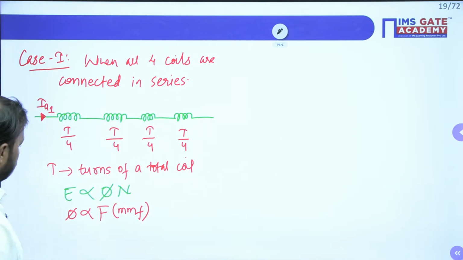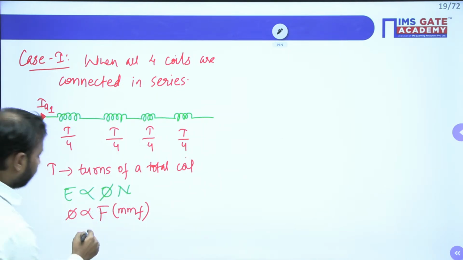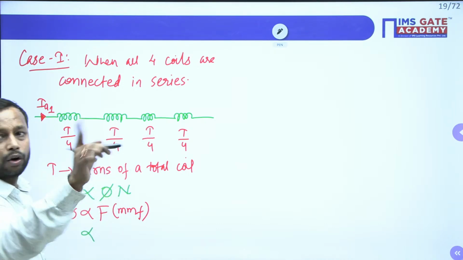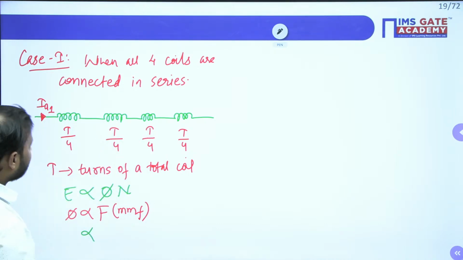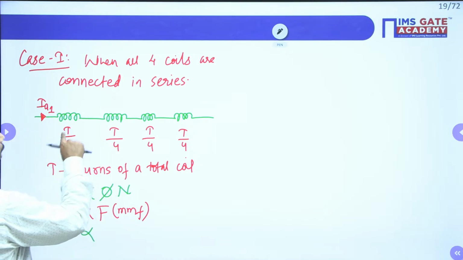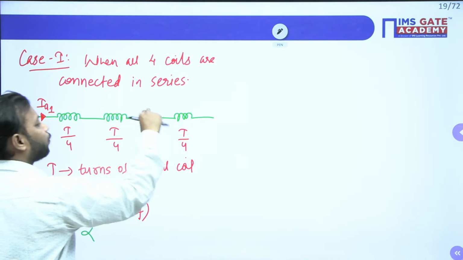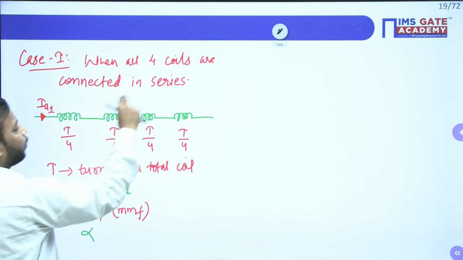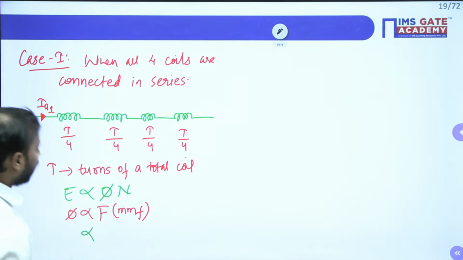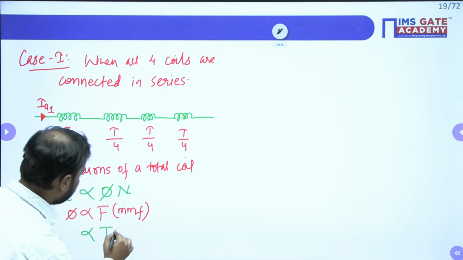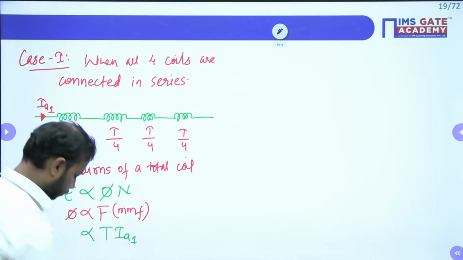So here flux is proportional to MMF, or MMF is what? N into I. N is what? Number of turns, not the speed. So the number of turns here is how many? T by 4, T by 4, T by 4, T by 4. Means this flux plus this flux plus this flux plus this flux, or you can say MMF, MMF, MMF, MMF. Add all of this, you will get T into IA1.